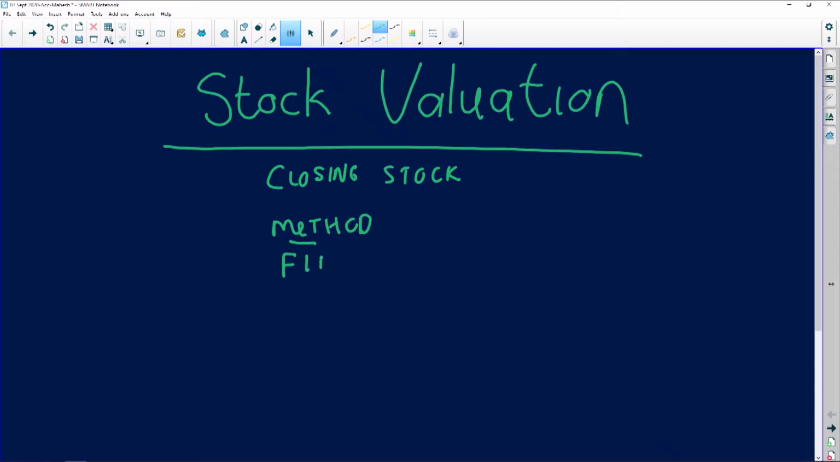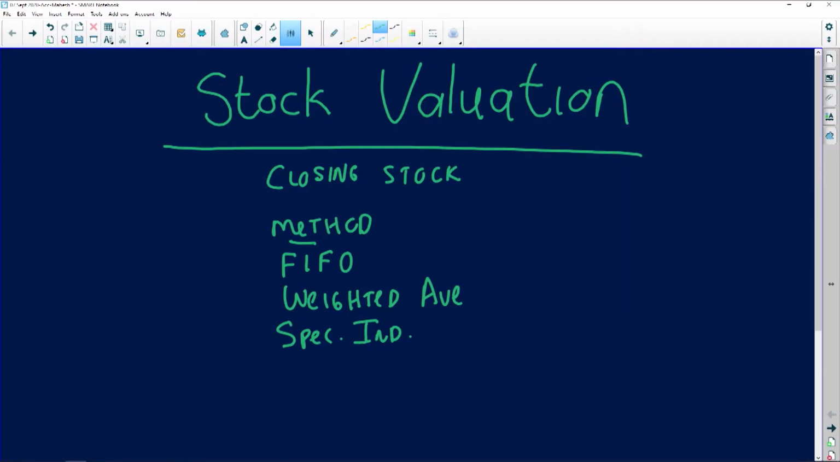Now remember guys, your closing stock is obviously reflected in your balance sheet. So the method of stock valuation that you could use when valuing your stock could be the first in, first out method, your FIFO method. You could decide to use the weighted average method. And then we have something called the specific identification method that you could use. Make sure you are familiar with all three methods of stock valuation, because often in an exam or in a test, you could be tested on not just one method, but a combination of methods.